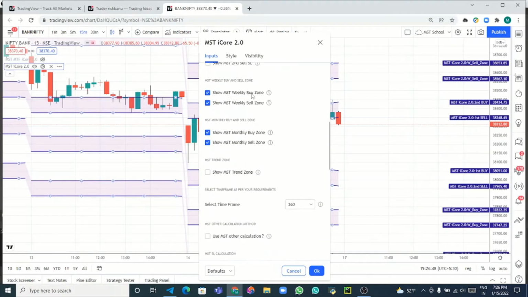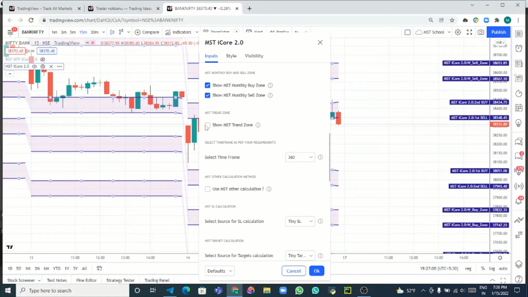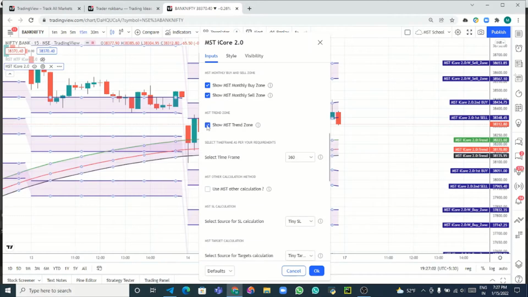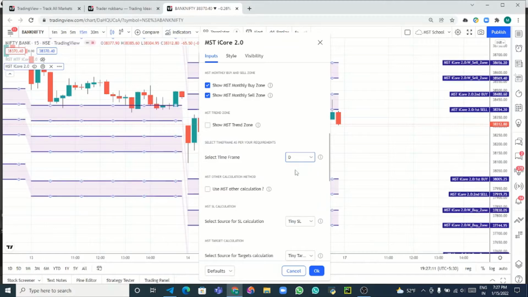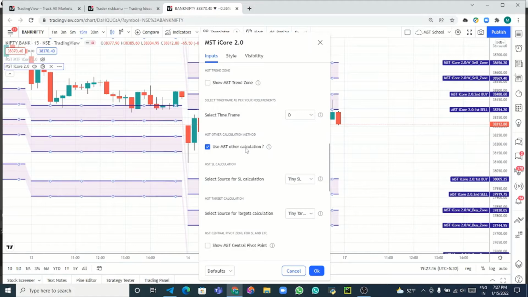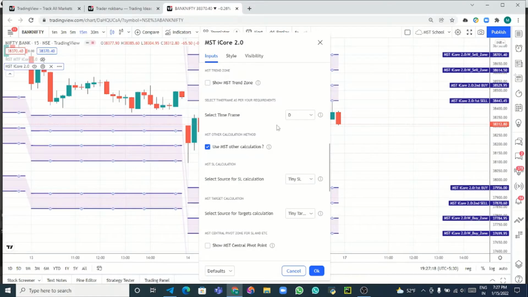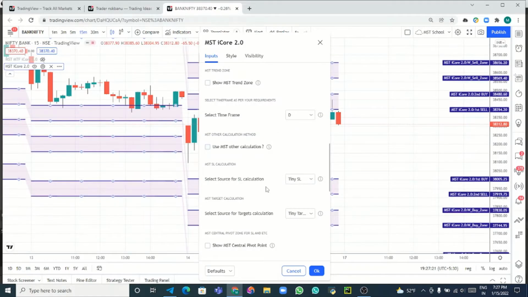In addition, we have given extra levels for weekly buy zone and weekly sell zone. Similarly, monthly buy zone and monthly sell zone, and we have given one MST trend zone. This trend zone will show you the trend of the market, and we have given many time frames. By default it will be in the day time frame, and we have given another calculation method also. If you want, you can use that calculation.